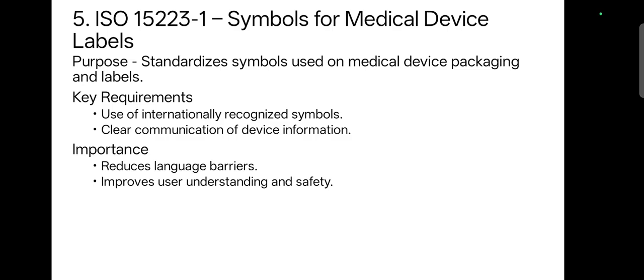ISO 15223-1, Symbols for medical device labels. This ISO standardizes the symbols used on medical device packaging, labels, and instructions for use. Since medical devices are distributed worldwide, language differences can create misunderstandings.